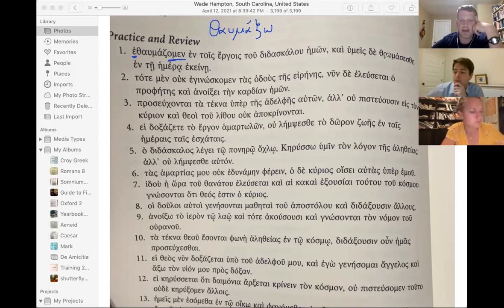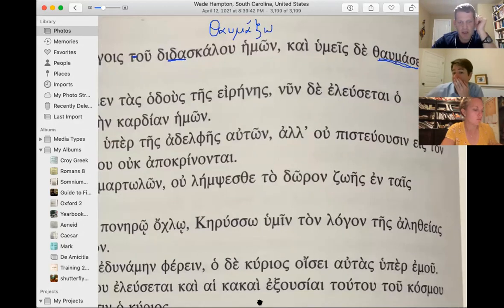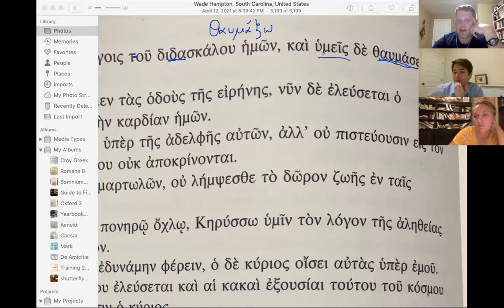Here's another one: thaumasete. Hold on, let me zoom in a little bit. I don't know if you can see that very well. There we go, that's a little better. Okay, thaumasete comes from thaumadzo. Second person plural. Good. And we've got that nice emphatic humeis right there, right?